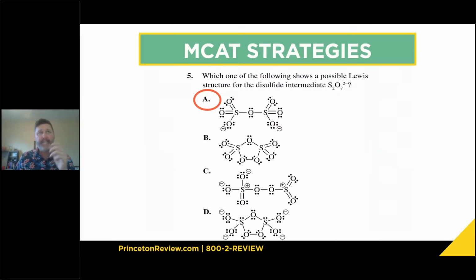So here is an example. Now, at the Princeton Review, we're all specialized, and I'm no chemistry professor or teacher, right? But I can solve this question. Which one of the following shows a possible Lewis structure for the rest of it? Okay, so if we look at this, we've got the negative two here towards the end, right?